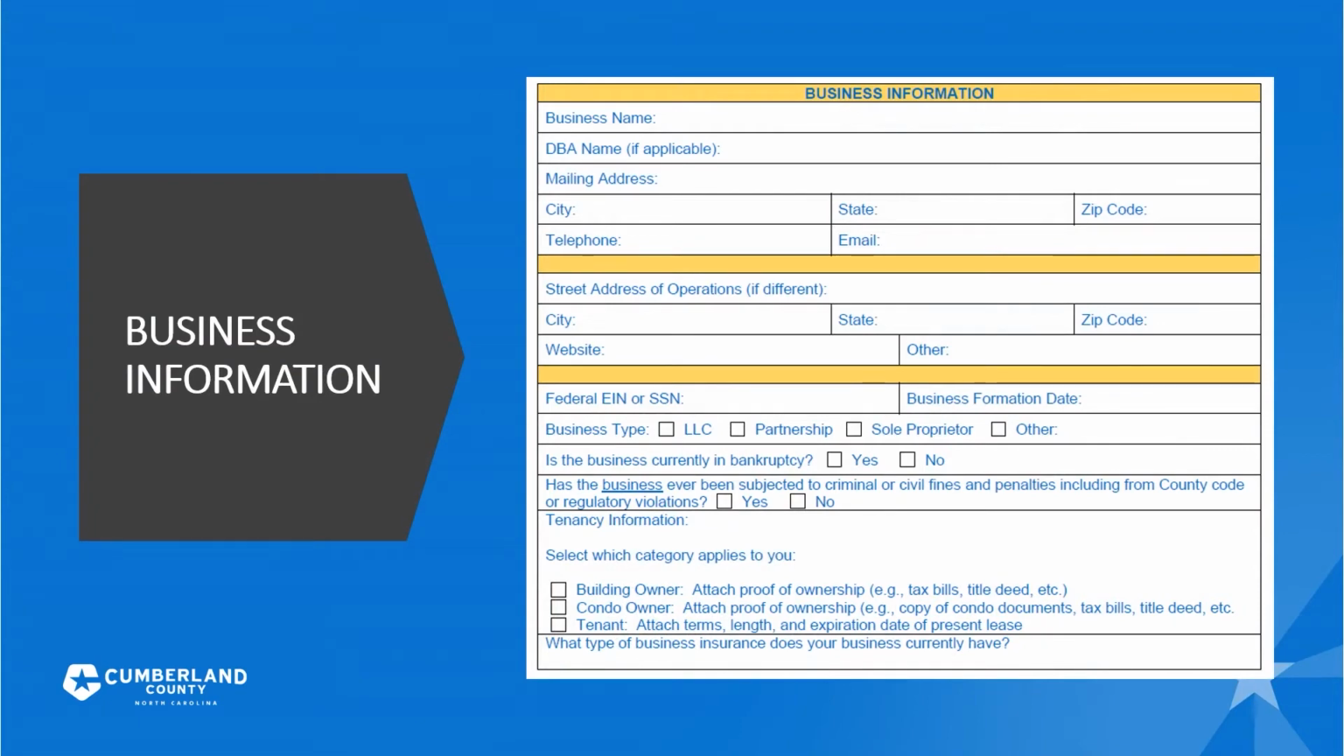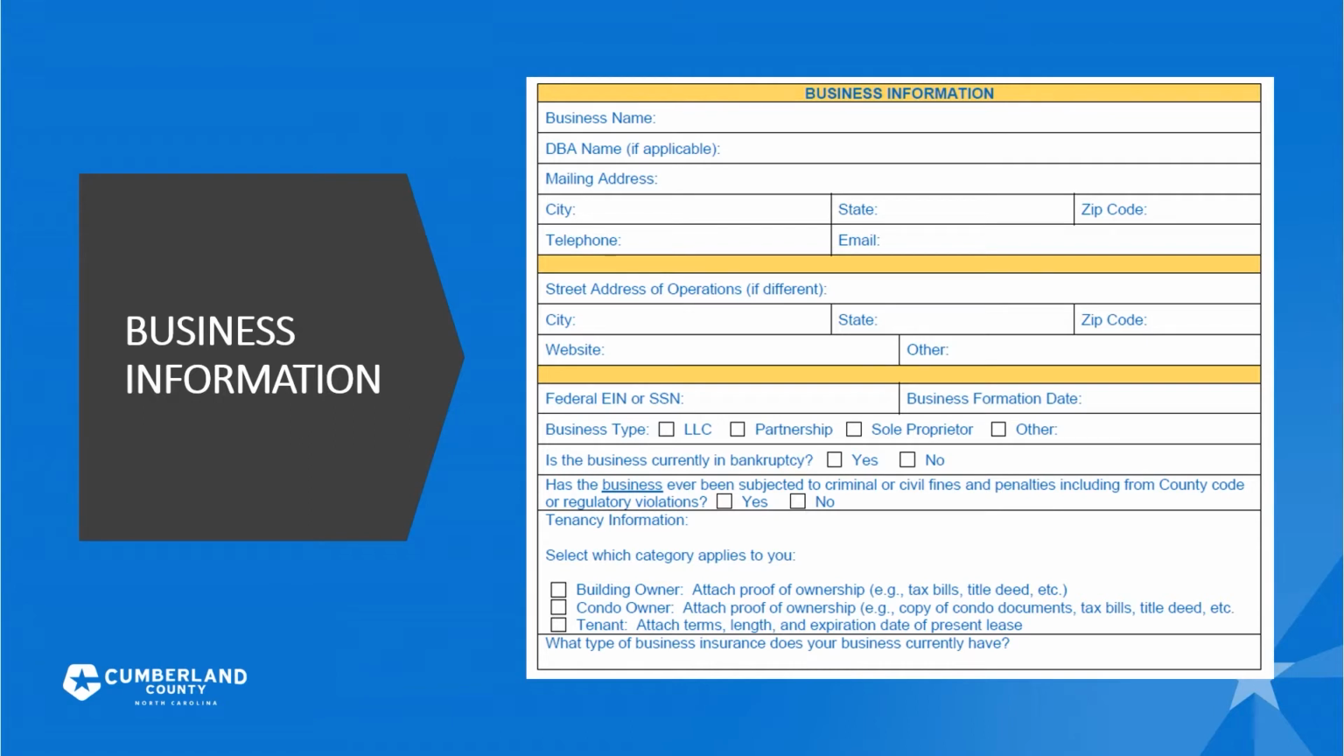Briefly touching on each section, the business information section asks for your business's name, if there's a DBA, the mailing address, phone numbers and emails associated with the business, and the operating address if it's different from the mailing address. Federal EIN number, or if it's a sole proprietor, the owner's social security number, your business's formation date, the type of business, whether it's an LLC, partnership, sole proprietor, etc.